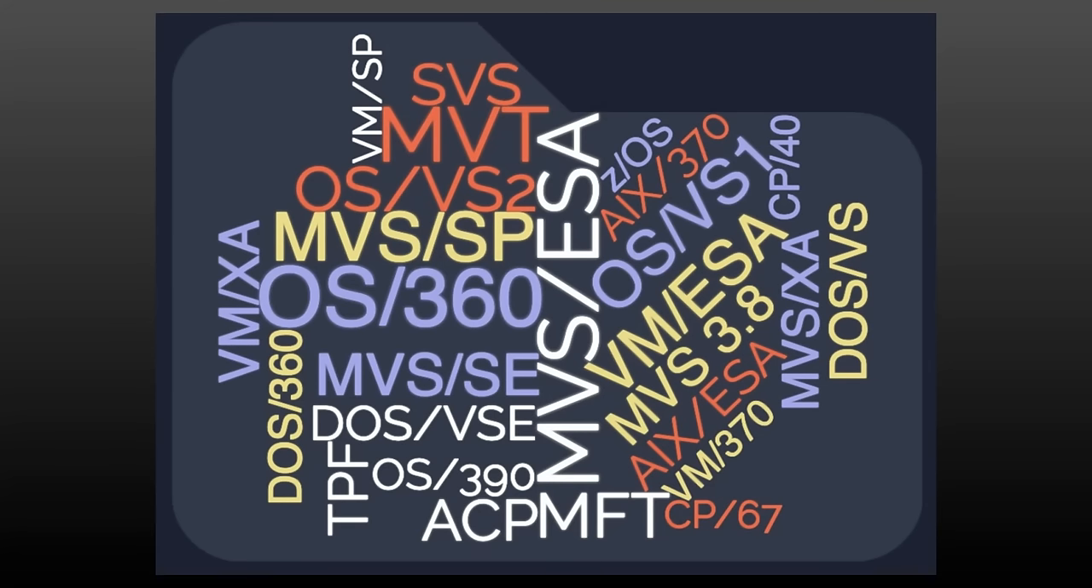So that's why, to this day, you see here in this slide, we have a huge mess of operating system names, and people justifiably get confused. As you can see here, we have VMXA, DOS 360, which we already saw, OS 360, then MVS, TPF, ACP, MFT, CP67, and all these operating systems somehow ran on, or still do, on the IBM mainframe.